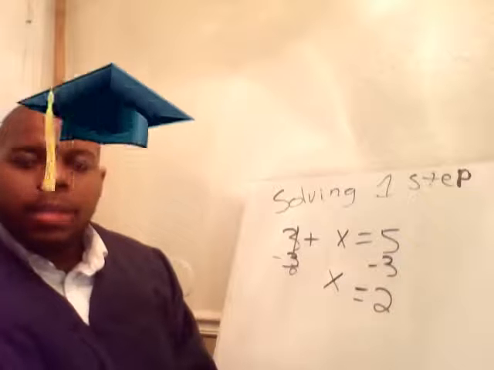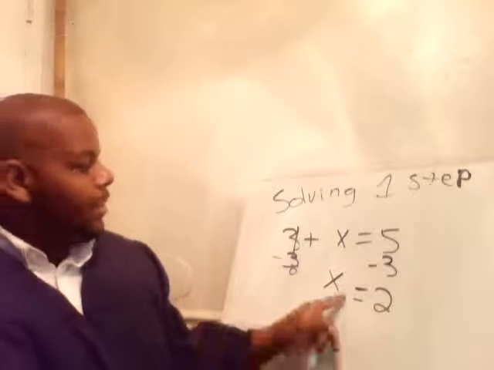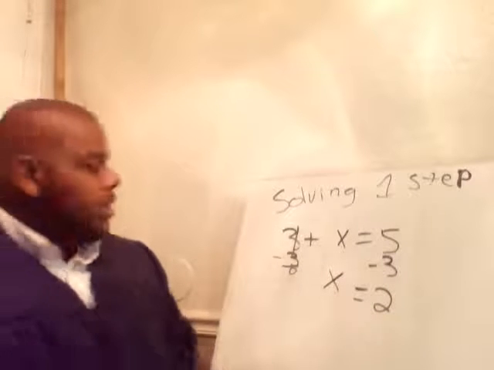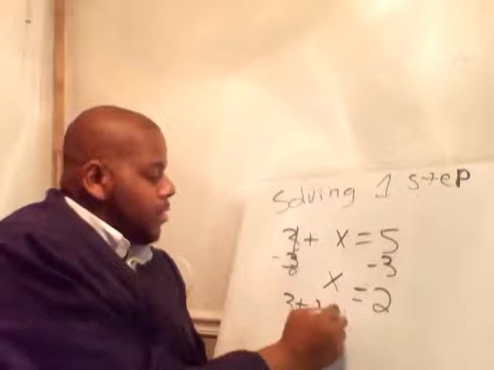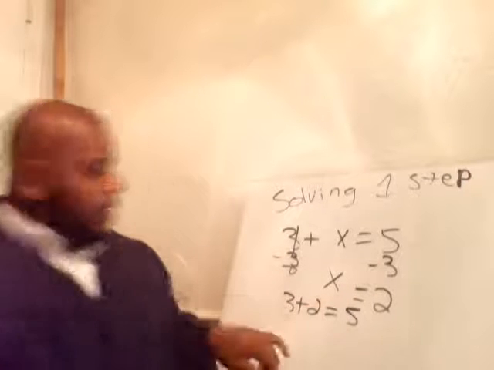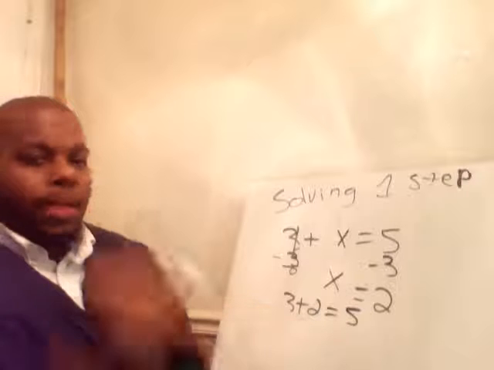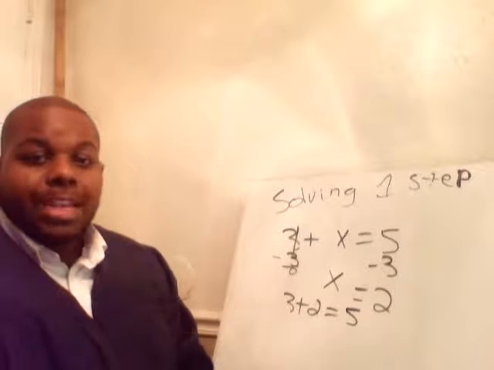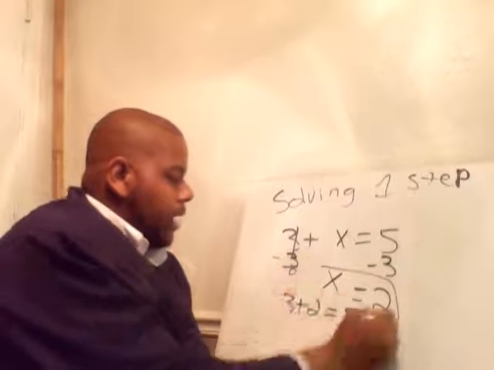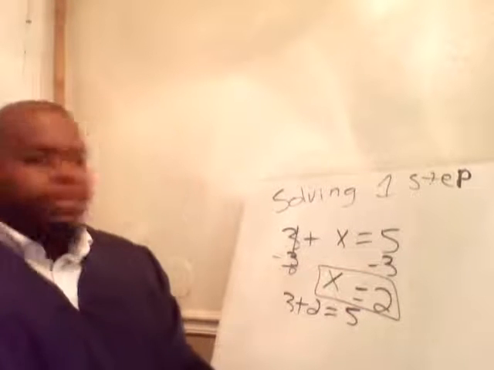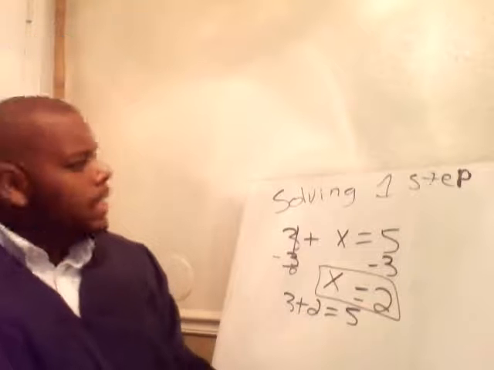We're not done. So let's go back in and plug in 2 for x and see if we're correct. So we have 3 plus 2 equals 5. Does 3 plus 2 equal 5? Yes, you are correct. It does. Great job. So x equals 2. That is our answer. So let's keep going.